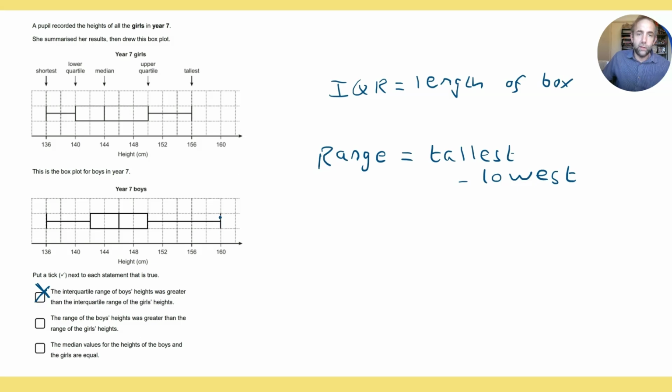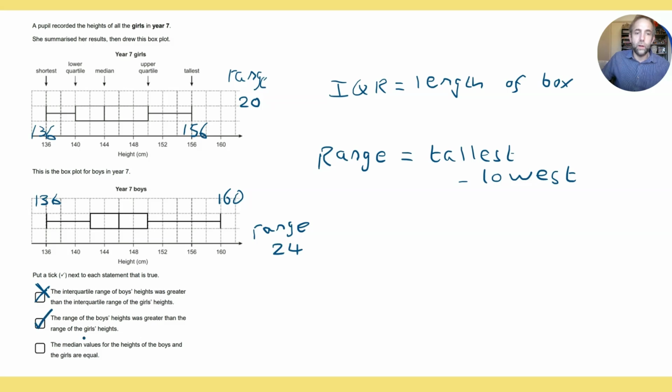And here we can see that the boys' biggest number is 160 and their smallest number is 136. So they have a range of 24, because if we do 160 take away 136, we get 24. Whereas the girls, their tallest is 156 and their shortest is 136. So they have a range of 20, because 156 take away 136 is 20. So let's just read the statement again. The range of the boys' height is greater than the range of the girls. Yep, that is true. It's 4 bigger. So this statement is true.